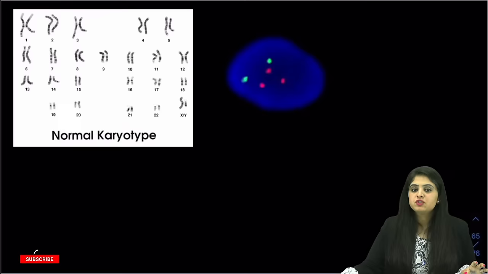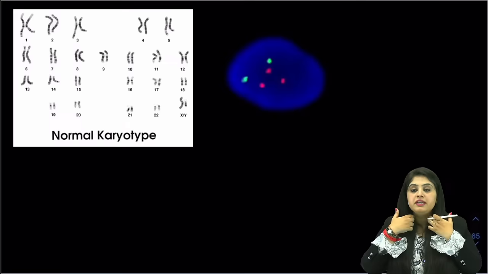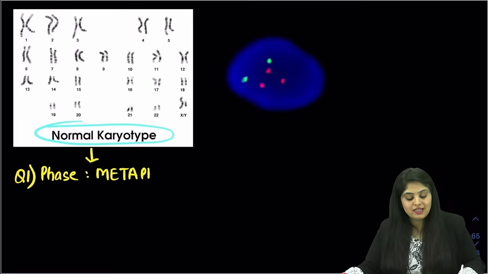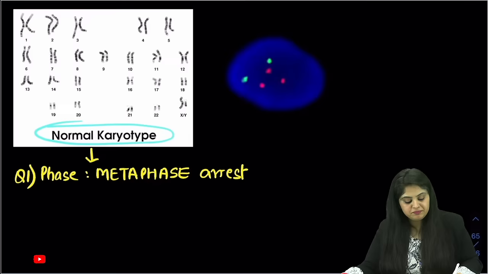Last two pictures of the day. The first one is written only, so they will ask about the karyotype. What are the questions that they will ask you? Question number one: what phase of the cell cycle do you arrest it at? Never mind, don't answer, I will answer this. This is metaphase arrest. Everyone knows this. It is going to be a metaphase arrest.